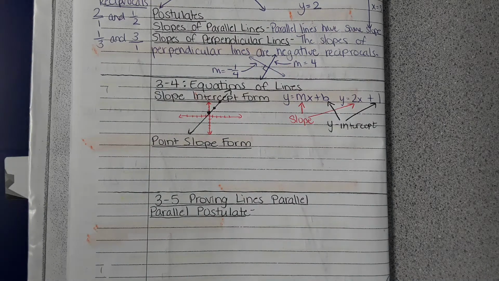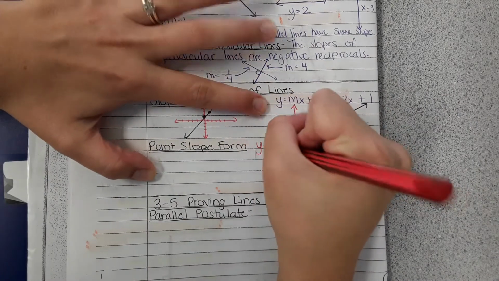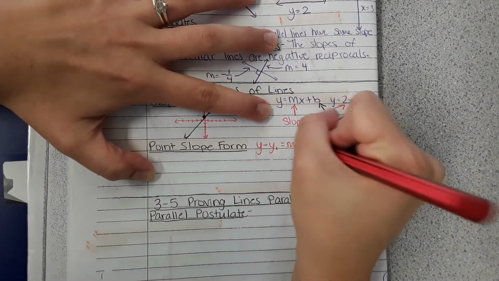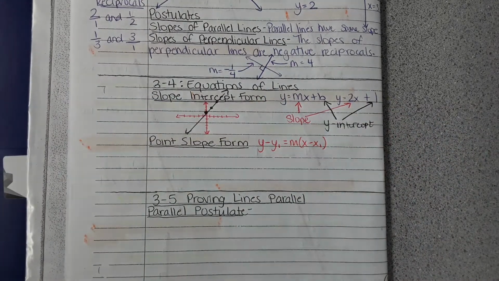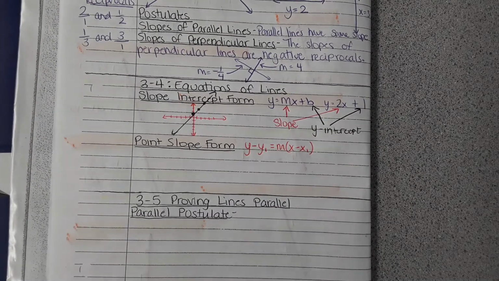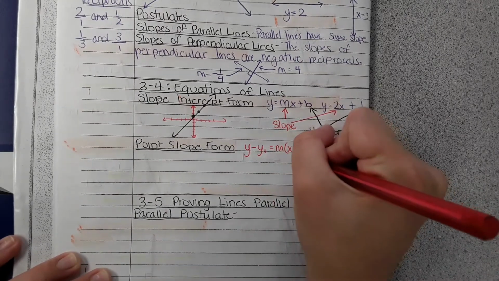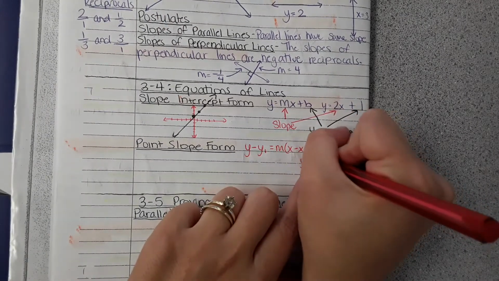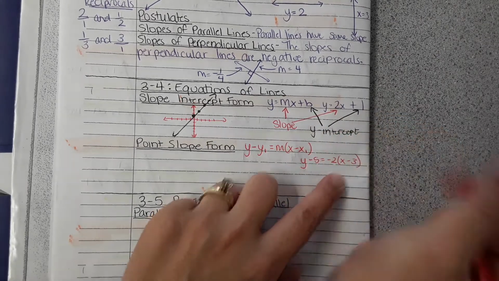That one should be pretty easy. Point-slope form is the one that people are less familiar with. It looks like this: y minus y1 equals m times x minus x1. With numbers in it, it would look like this: y minus 5 equals negative 2 times x minus 3.